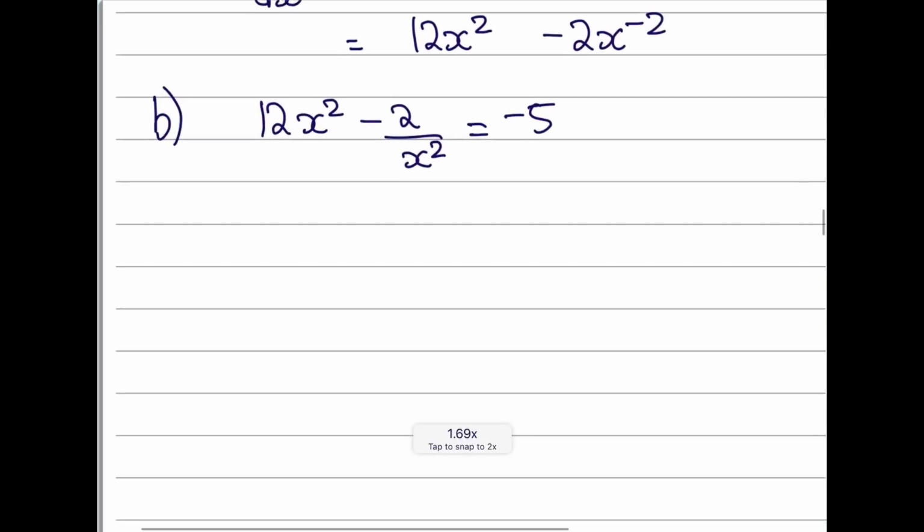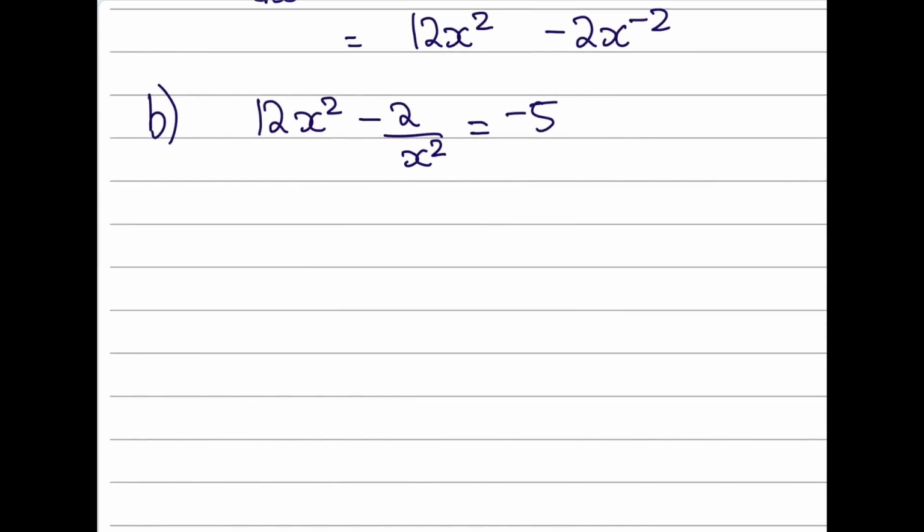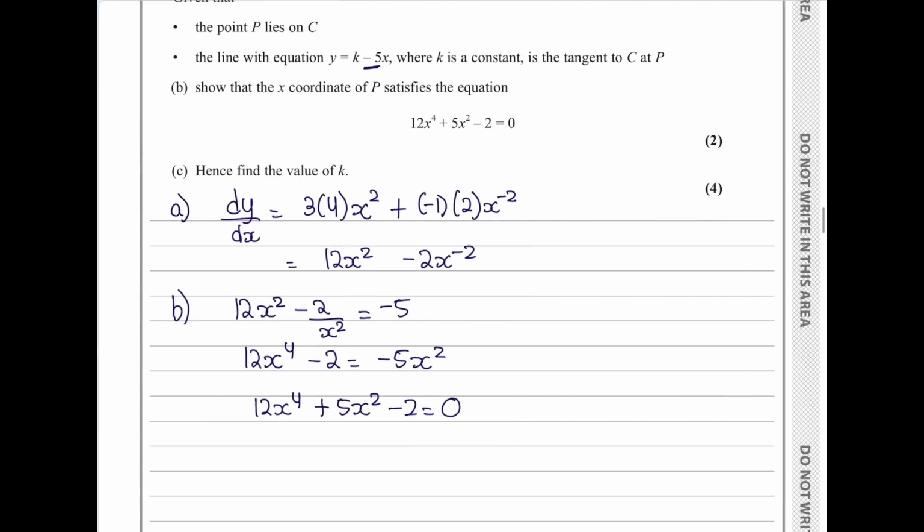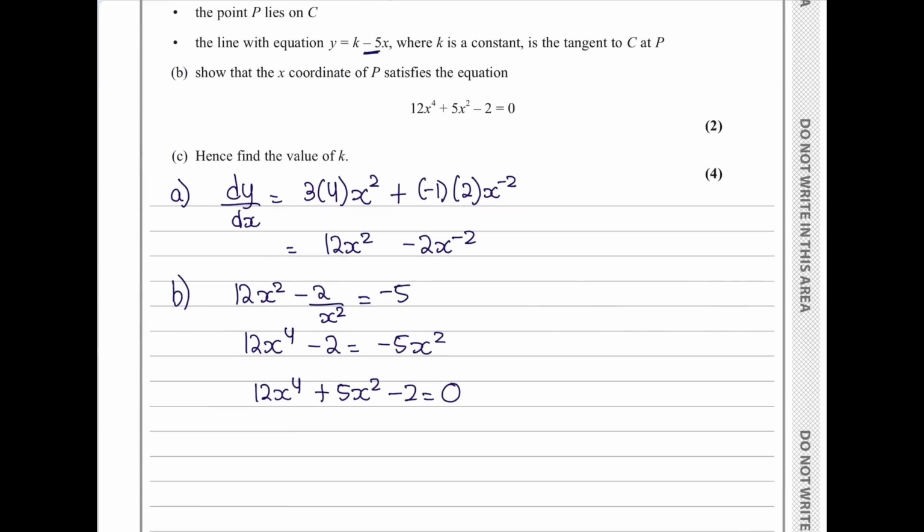Alright, now if I want to solve this, I will multiply everything by x squared. So 12x raised to 4 minus 2 is equivalent to negative 5x squared. So 12x raised to 4 plus 5x squared minus 2 is equivalent to 0. So this is how I got that expression. Then it says find out the value of k.